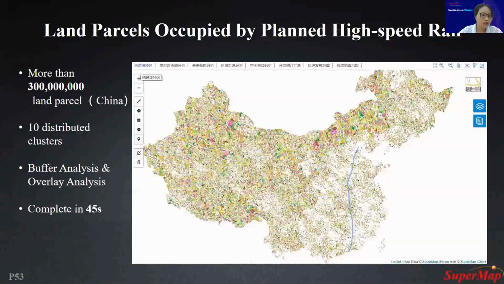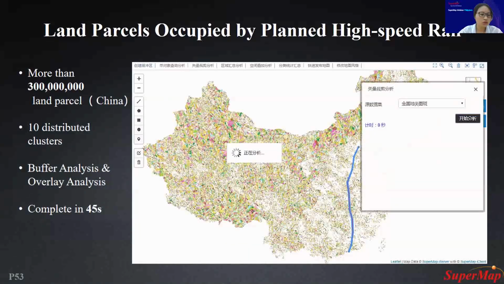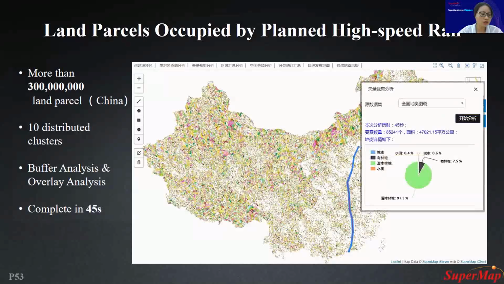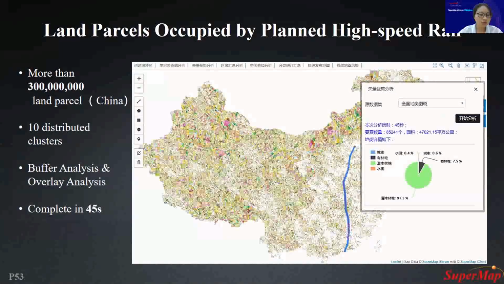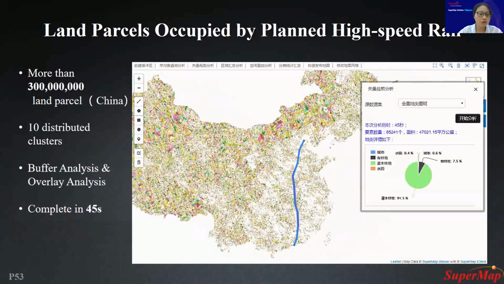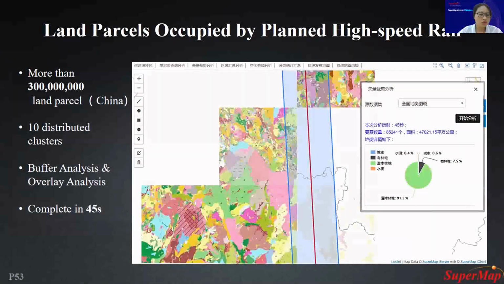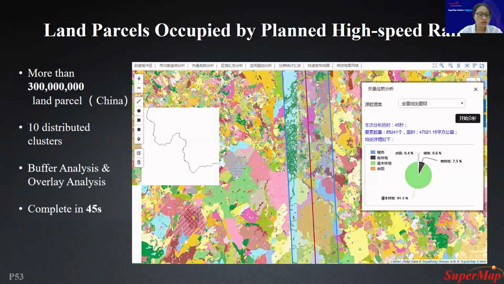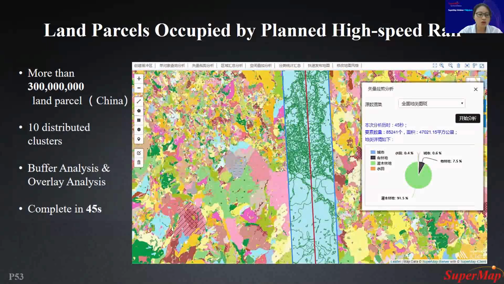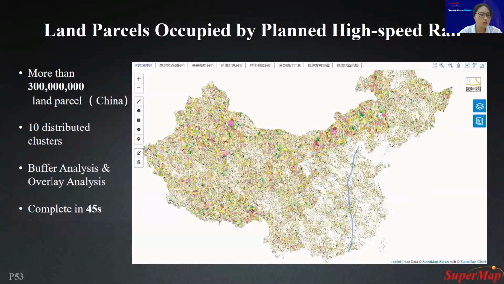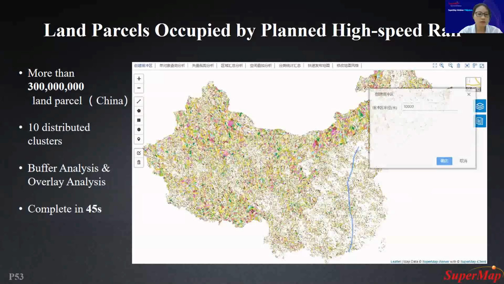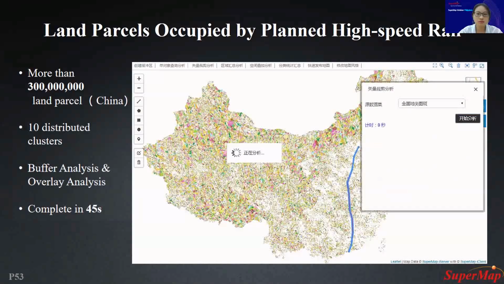It is planned to build a road across the whole area, and all influenced land parcels need to be found out. This example shows the display of a large number of land parcels with 10 distributed clusters. Then buffer analysis and overlay analysis are done to calculate the occupied land parcels, which only takes less than 45 seconds.